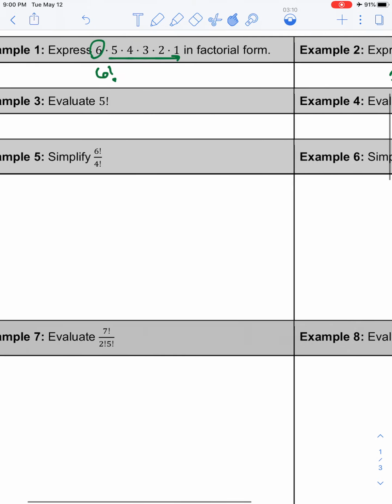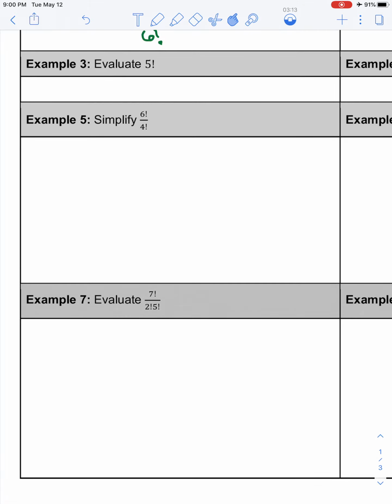Okay. In example 3, we flip the process, right? We're given 5 factorial, so we're given the number that we're supposed to calculate. 5 factorial is the product of 5 and all the factors decreased by 1 until 1 itself. So 5 times 4 times 3 times 2 times 1. And when we're asked to evaluate this, we actually want to compute that product. If we grab a calculator or think through this for a second, we'll see that it is 120.